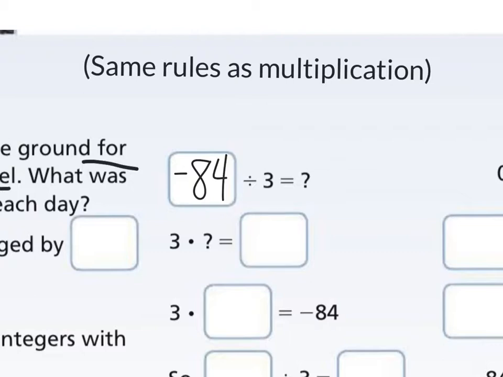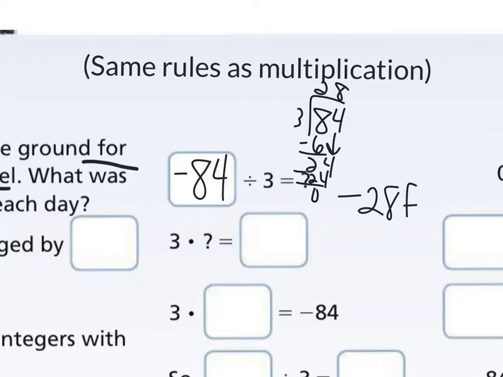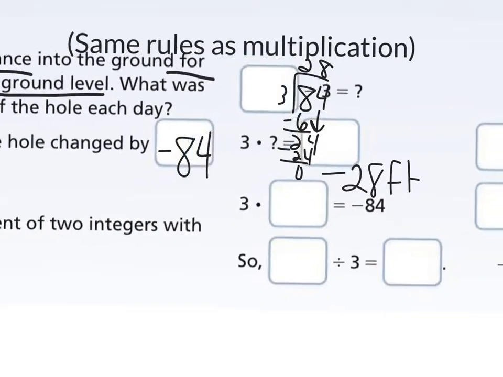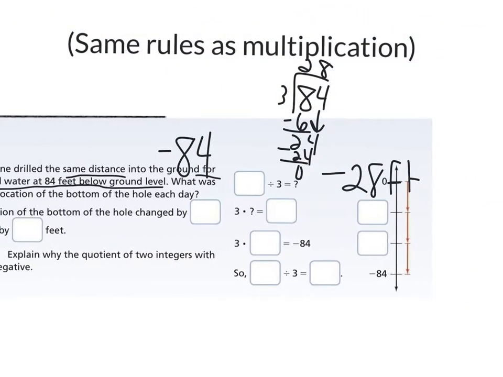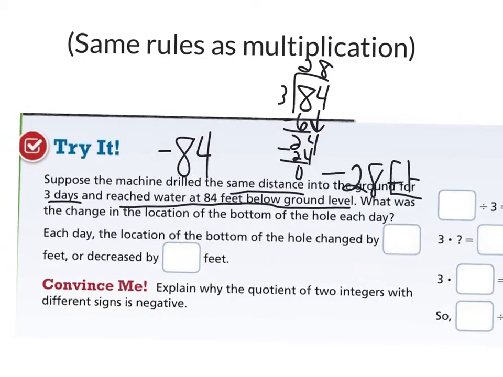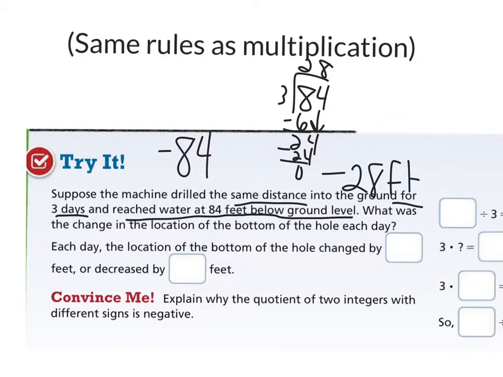This time it's being split up over 3 days. And if we work this out, we know negative divided by positive is going to be a negative. And then if we divide 84 by 3, is 28. So answer would be negative 28. So over here, we could say that the each day location changed by negative 28 feet, or decreased by 28 feet.